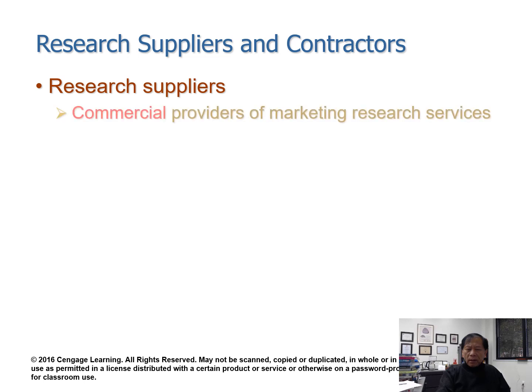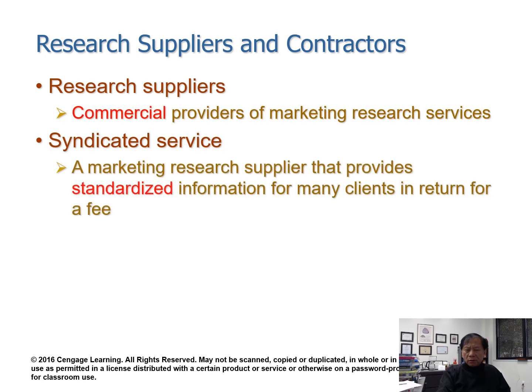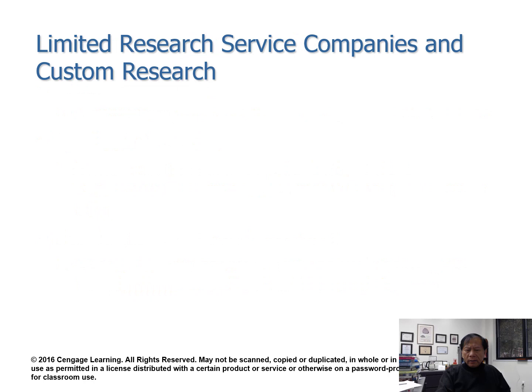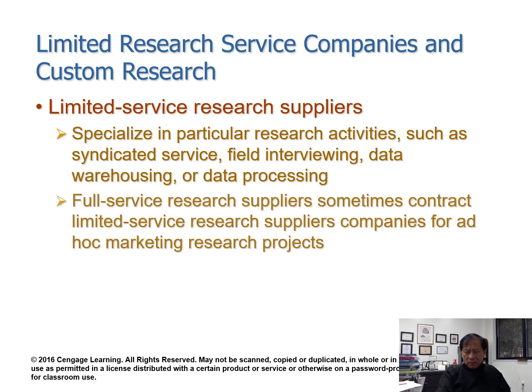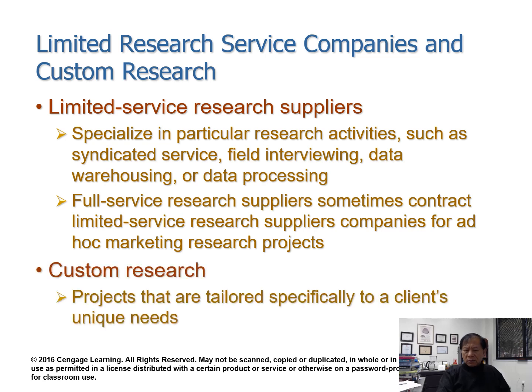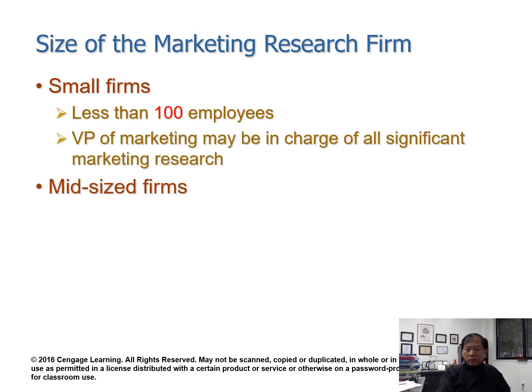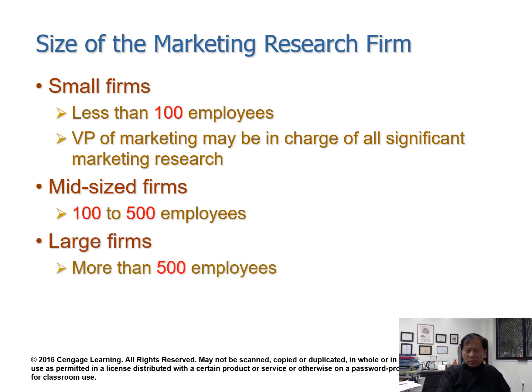And then research suppliers and contractors. There are commercial research suppliers that provide marketing research services for you. There are syndicated services, and standardized service providers. And then there are limited service suppliers, which do only certain things. There are full service suppliers, and custom research just for you, specifically for one client. And then they talk about the size of research firms: small, less than 100, medium size, 100 to 500, and larger, over 500 employees.